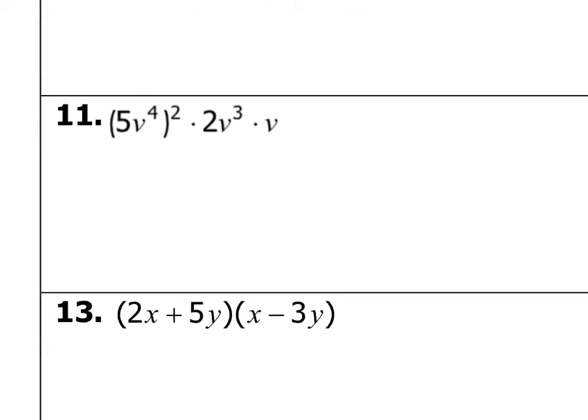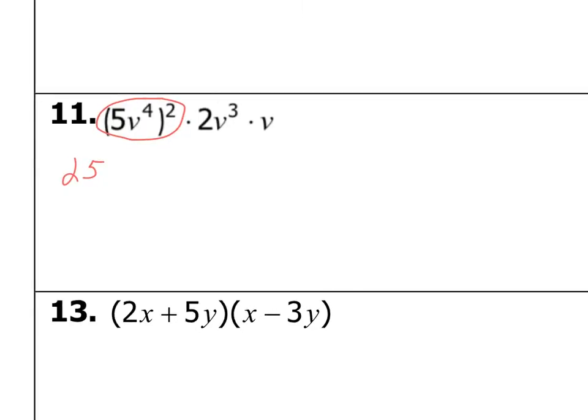All right, next, let's take a look at this one. So I'm going to first want to use the power rule here. Now remember, power rule doesn't apply with the coefficient, so it's only the exponent that's attached to the variable. So 5, we'd actually have to square. 5 squared is 25. Now, v to the fourth squared, that would be where we use our power rule, and that's 4 times 2, which is 8, so it would be v to the 8th power.